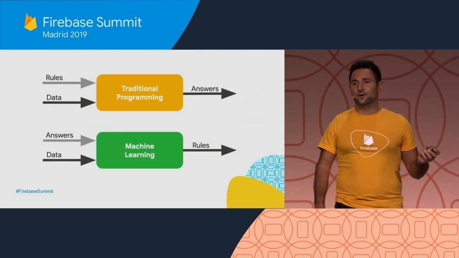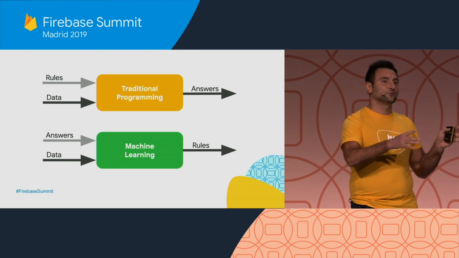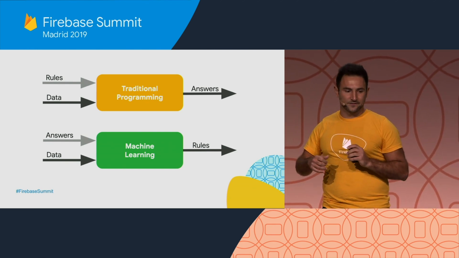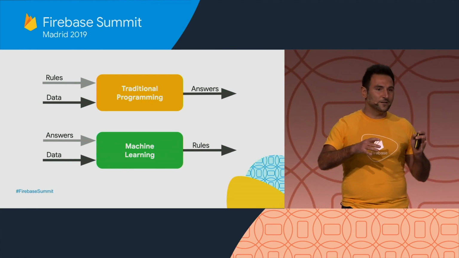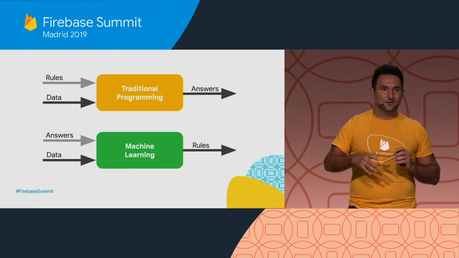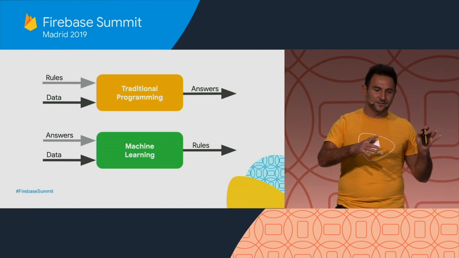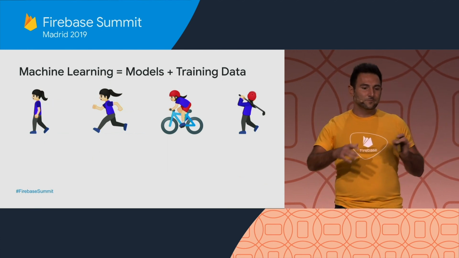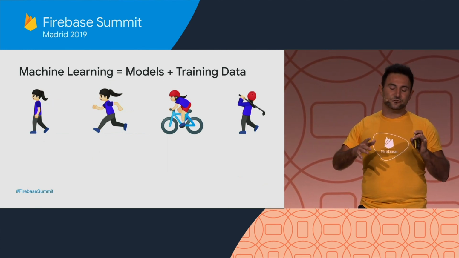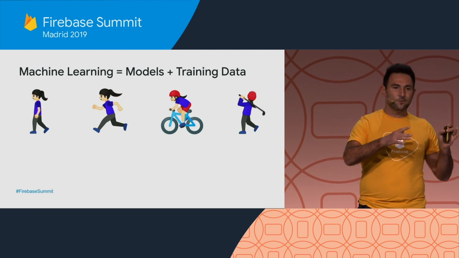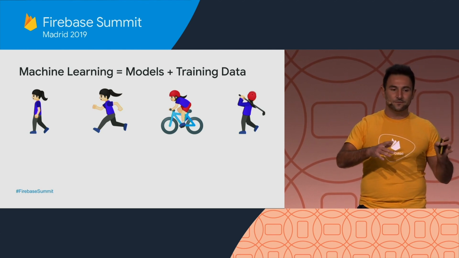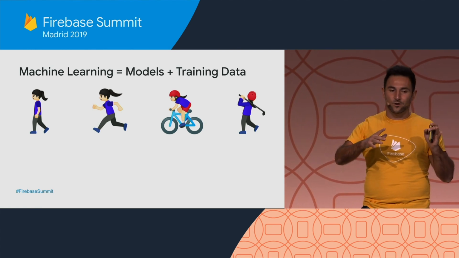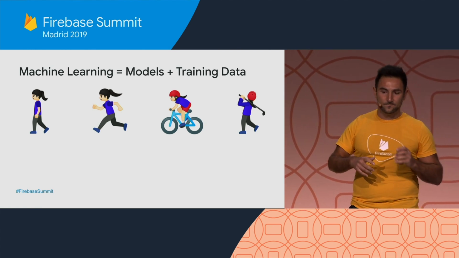In traditional programming, we have the rules set already. So we'll get the data, and we'll get the answers. But in machine learning, we don't have the exact set of rules yet. So we'll need some of the previous answers to get the rules first. In machine learning, we will need models and training data. So we'll need some of those answers, some labels. We'll need to teach our computer what walking looks like or what biking looks like.